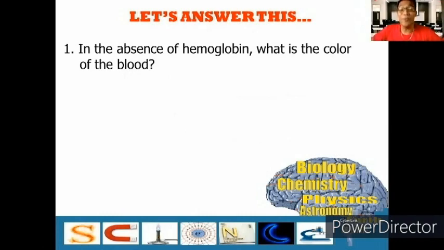Tama ka dyan. Ang kulay ay yellow. Dahil ito sa kulay ng plasma, which is color yellow. So kung walang hemoglobin, edi yellow ang kulay ng dugo natin. Kaya naman sa mga mabababa ang hemoglobin, mapapansin natin na namumutla sila.